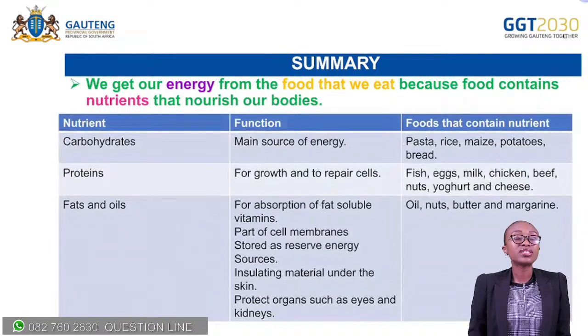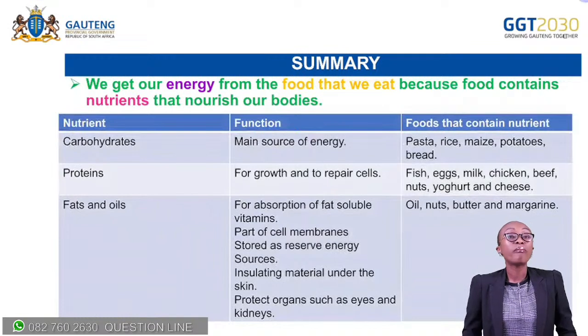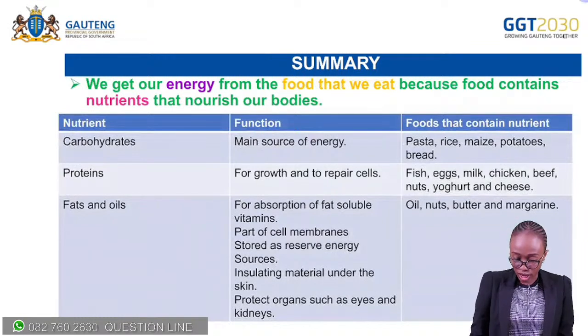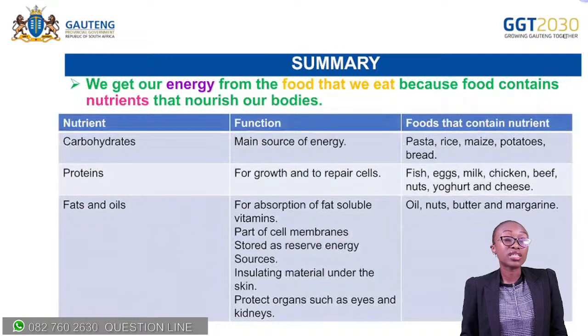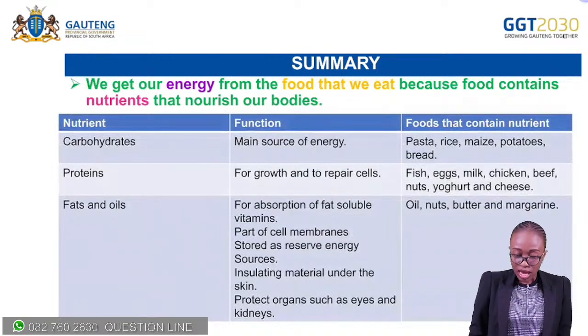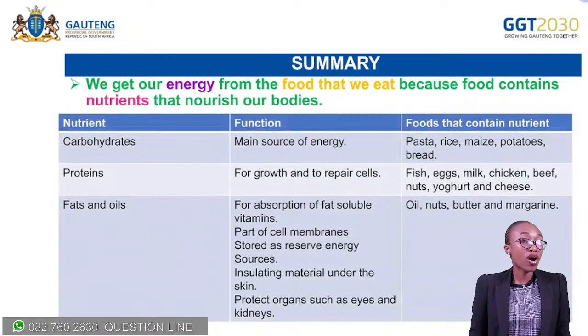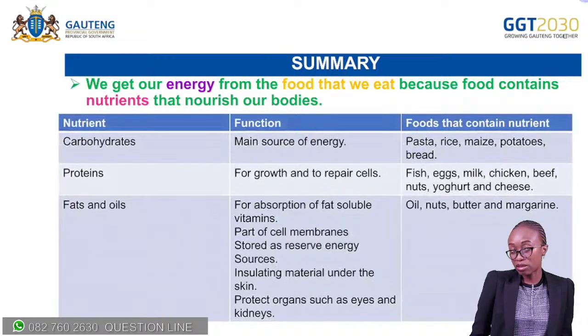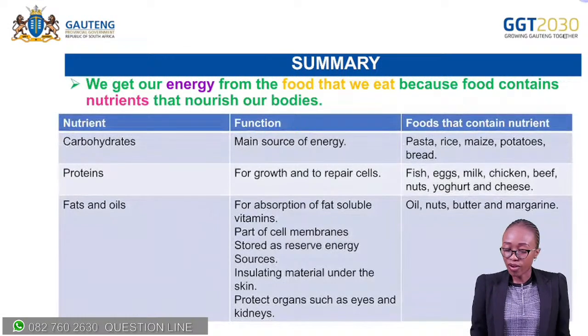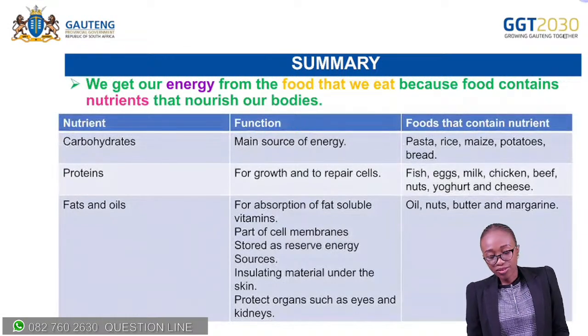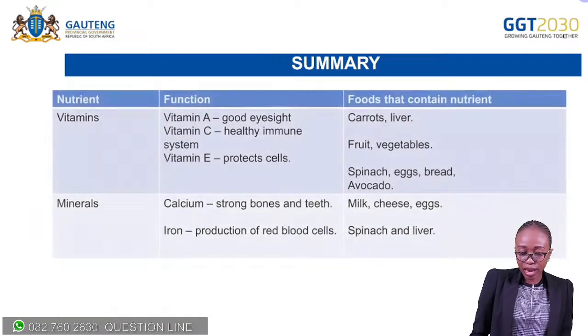Fats and oils. Fats and oils are very, very important because they help the absorption of fat-soluble vitamins. They form part of the cell membrane and they are stored as reserve energy sources. They help in insulating the skin on those cold days and they protect your organs, your eyes, and your kidneys. Where can we find fats and oils? We find them in oil, nuts, butter and margarine.